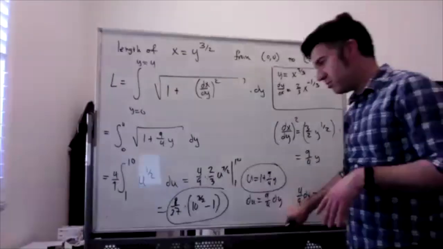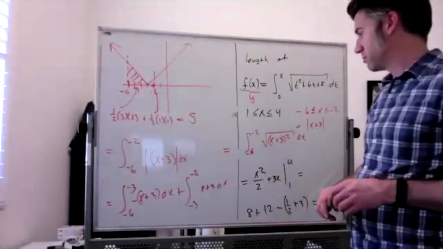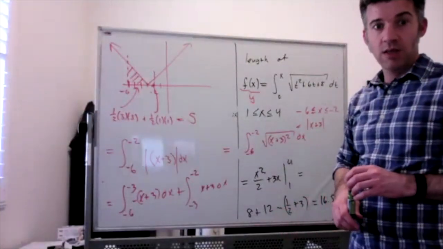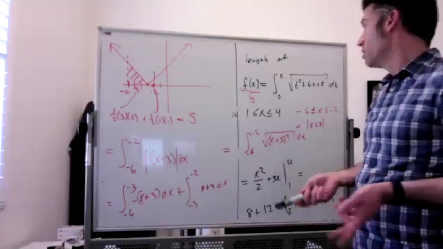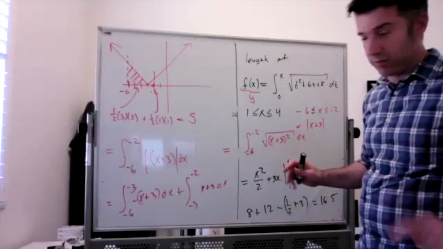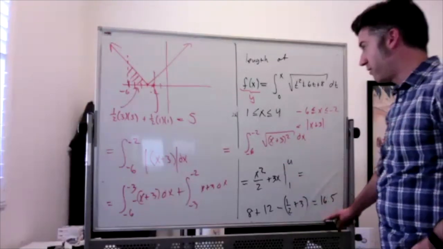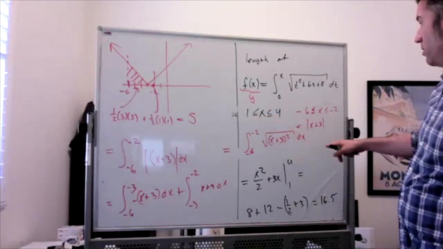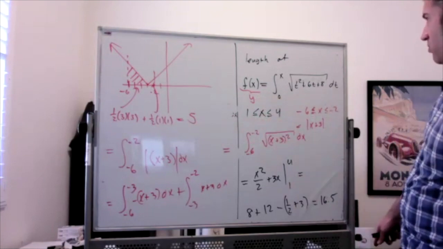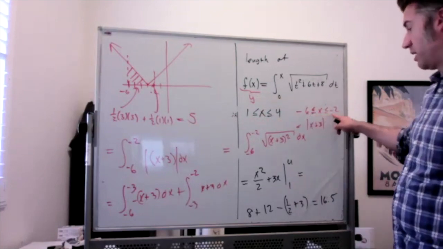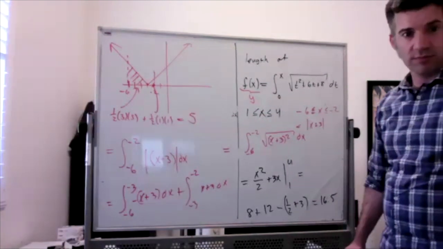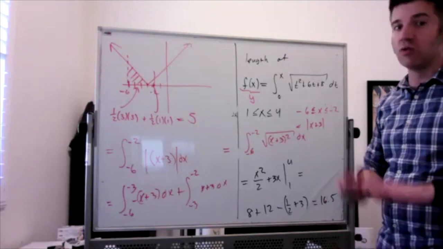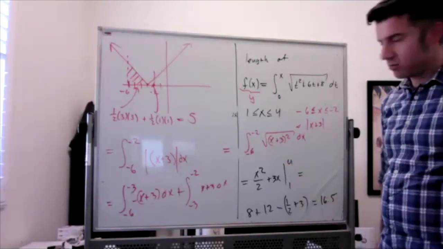Wait, James, a quick question. So the 5 you calculated, would that be our arc length then? Yes, the thing we found. So again, I did 2 different problems. The first one we did was 16.5, the arc length when x was between 1 and 4. The second one, positive 5, was the arc length when x is between negative 6 and negative 2. Oh, okay, makes sense.